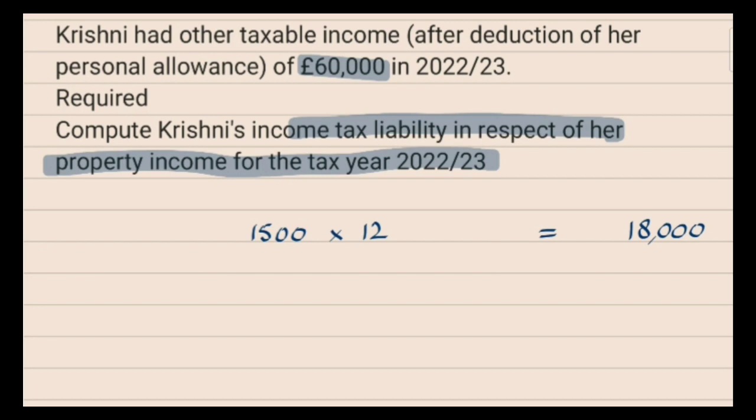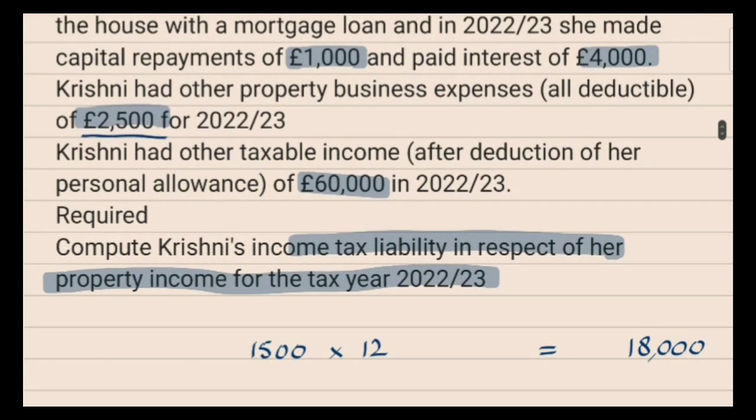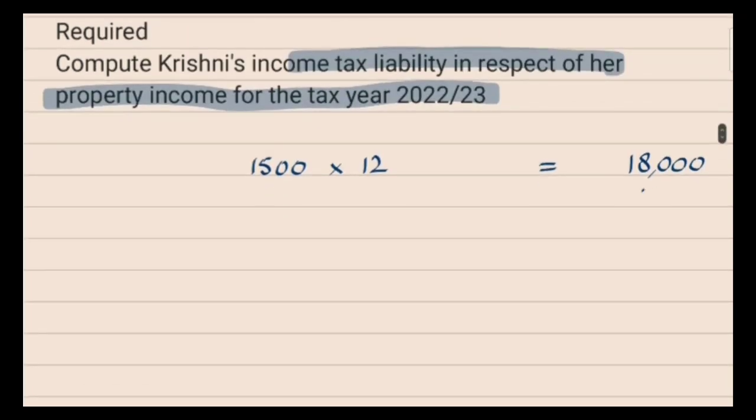Now we have to consider what the allowable expenses are, and allowable expenses are given here as 2,500, all deductible. So 2,500 of allowable expenses would be deducted from this. So this will be 15,500.